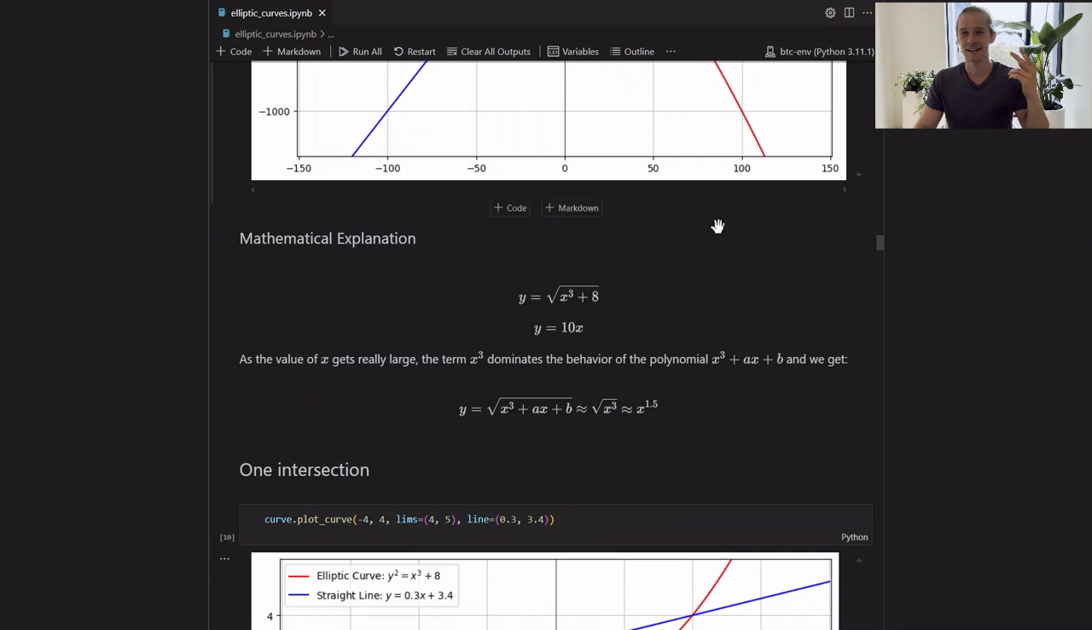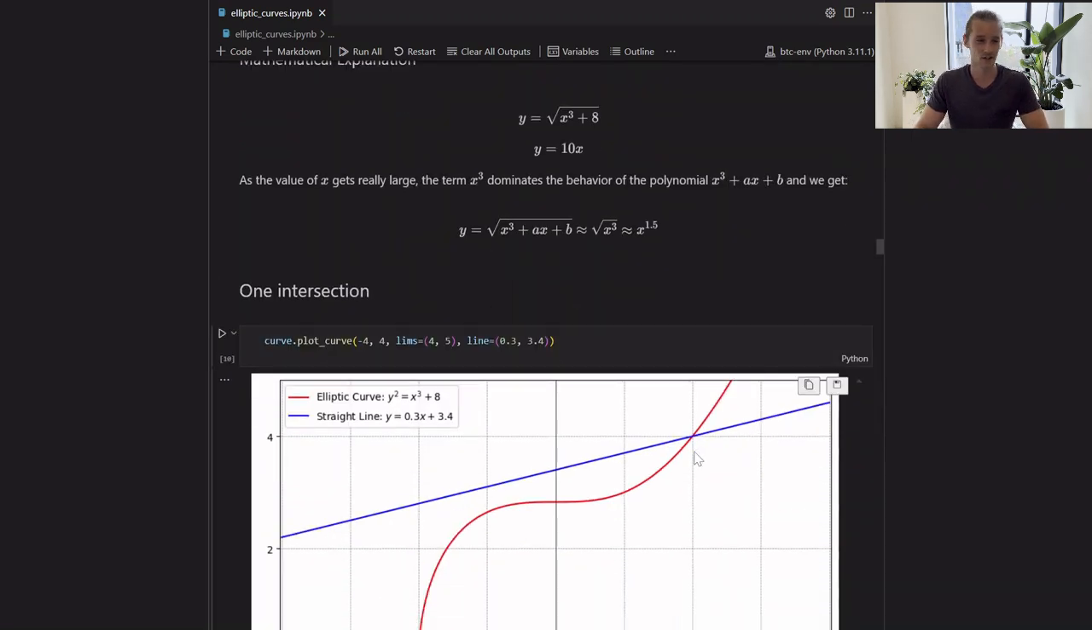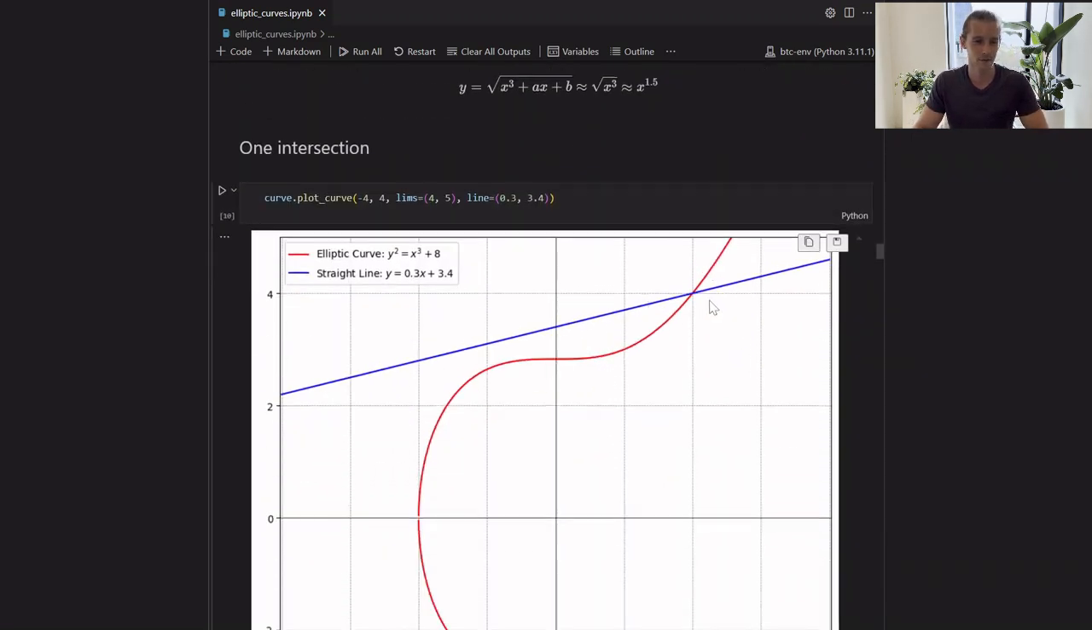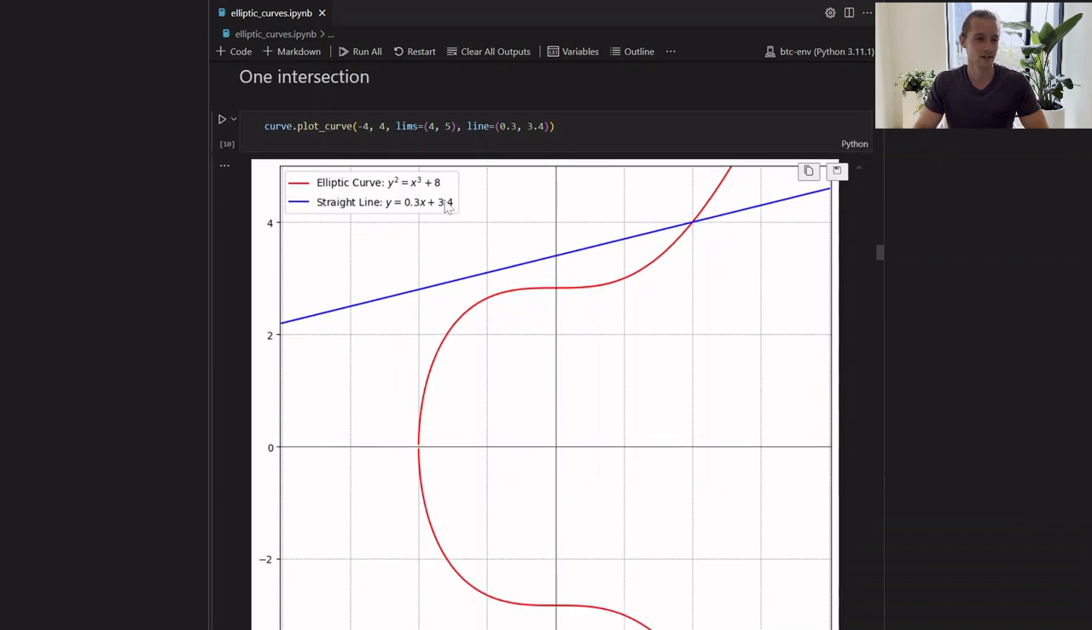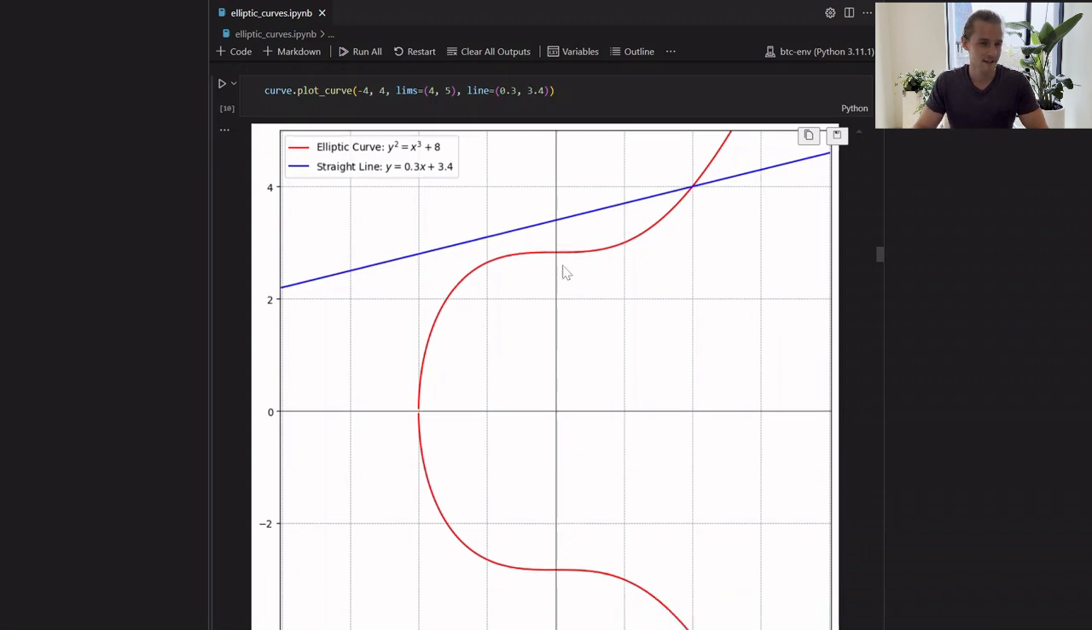Let's talk about the second case, which is 1 intersection. Now, if we use the same elliptic curve, but we create another straight line, which basically is just a little bit less steep and shifted up on the y-axis a little bit, it looks like this. Now, does this one ever intersect again?